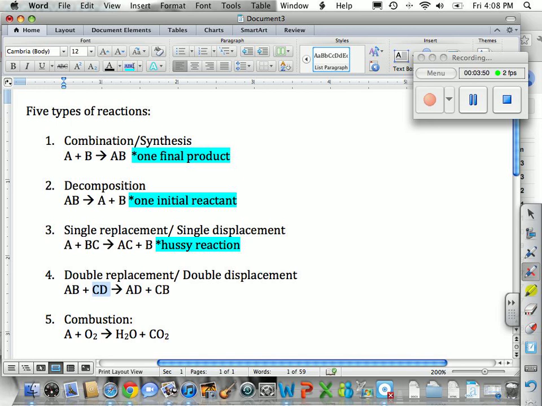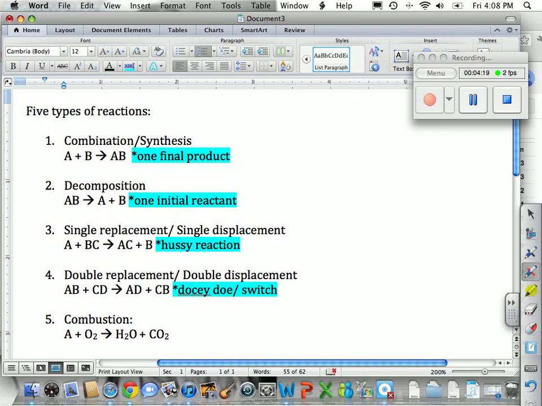So if you'll notice, A and D are now linked together in the product, and C and B are finally linked together in the product. So basically, what we see here is a do-si-do or a switch. And that's a good way to recognize a double displacement has occurred. The nice thing about these reactions is they sound very, very similar to what is actually happening.